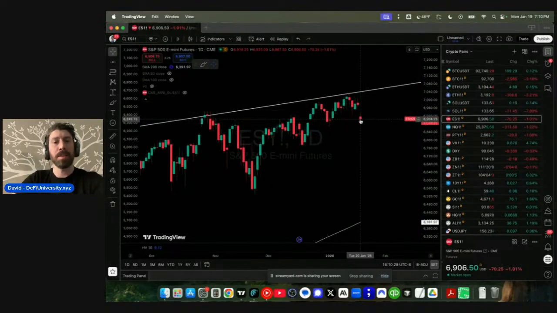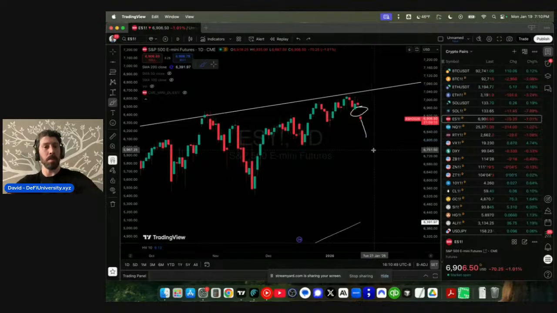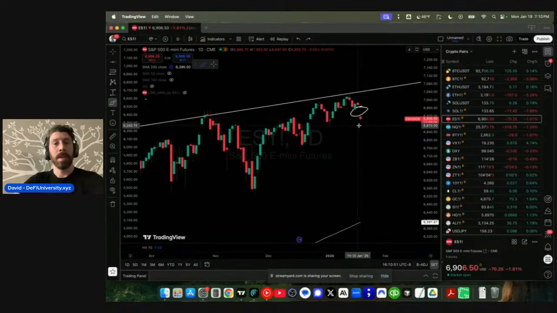So I would expect that if this is going to fill, it fills over the next 2 or 3 sessions, or by the very latest, by the end of the week. Now, if this gap does not fill right here, then we could get into a situation where we've got a gap and go. So a gap and go on the downside, I think, even if the gap fills, it's more likely that we see further downside. And the reason for that is simple.